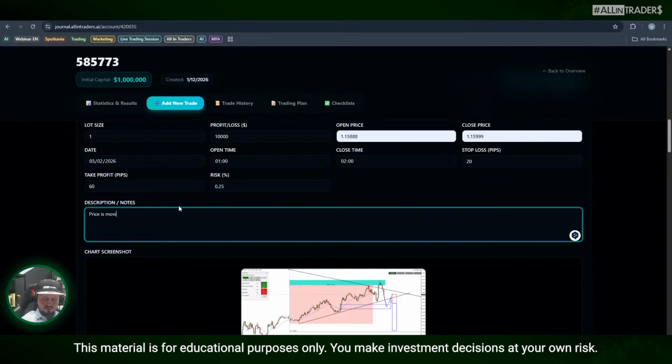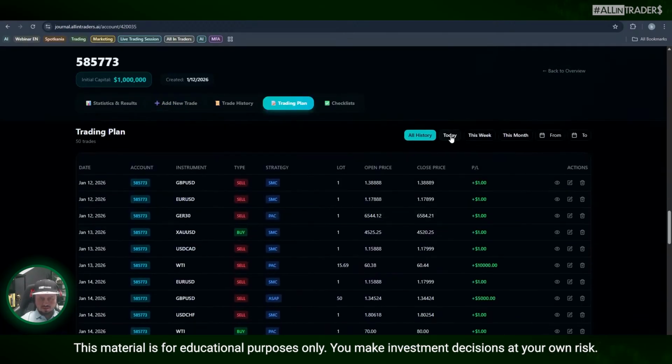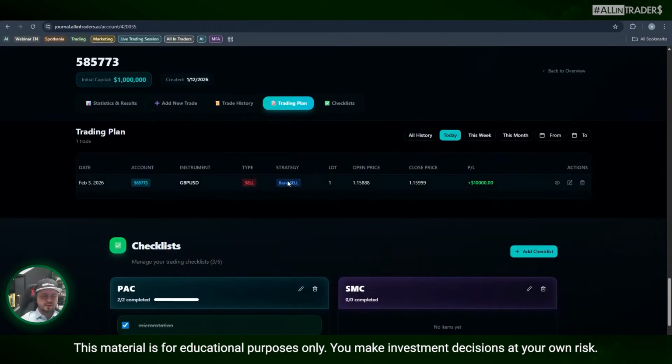Price is moving in bearish rotation channel from higher time frame, and the price just stopped at the top of rotation channel. Okay, and then I'm gonna enter the position. I'm gonna save this trade. Trade has been saved. This is the first plan of today.